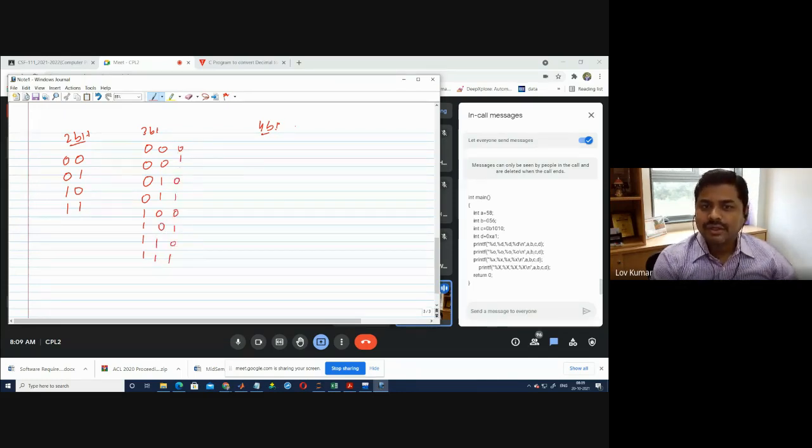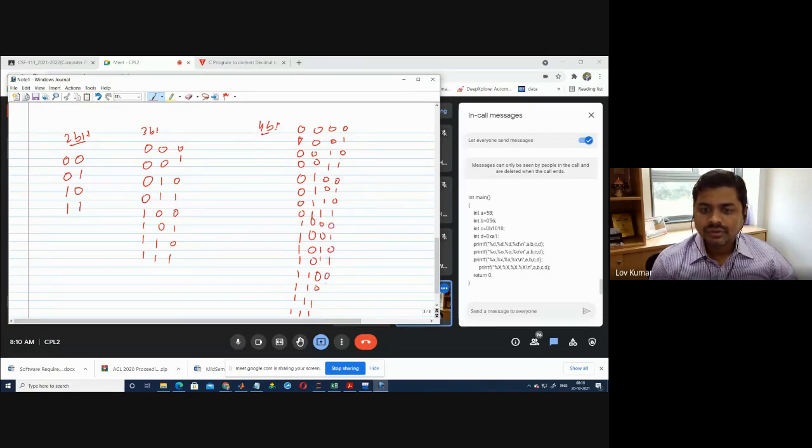If you are going to write the 4 bits, there are 1, 2, 3, 4, 5, 6, 7, 8 and another 1, 2, 3, 4, 5, 6, 7, 8. Now we are writing 0, 0, 0, 0, 1, 1, 1, 1, 0, 0, 0, 0, 1, 1, 1, 0, 1, 1. So these are the combinations basically we are getting in the 2 bits number, 3 bits number, and 4 bits number.